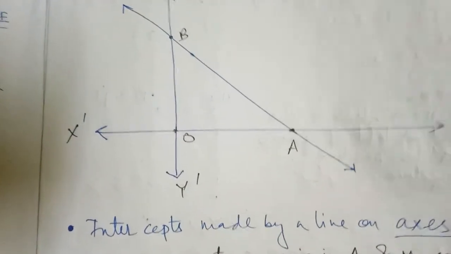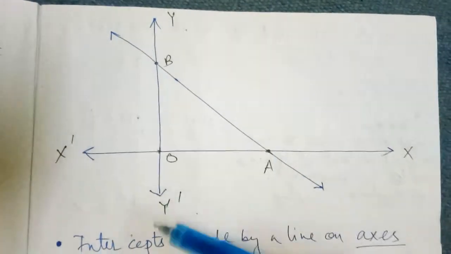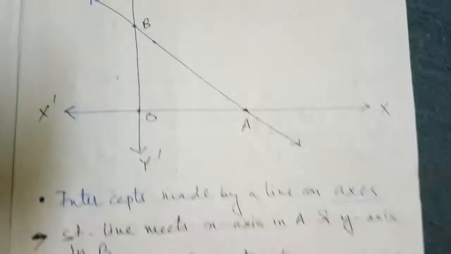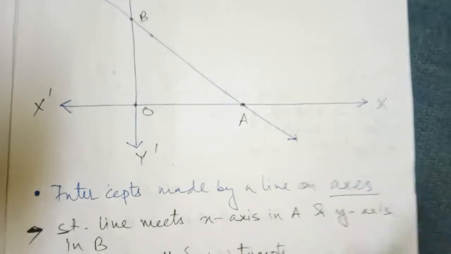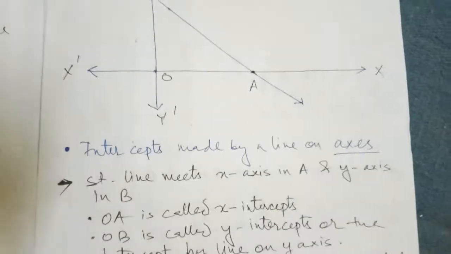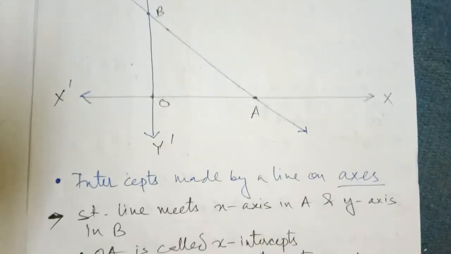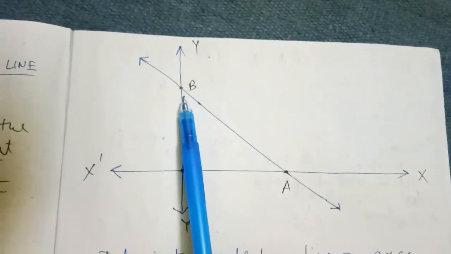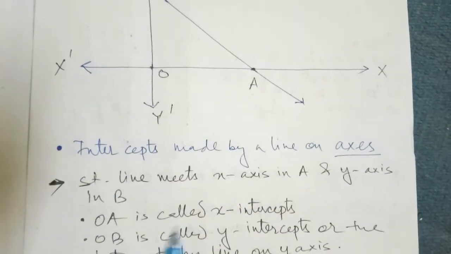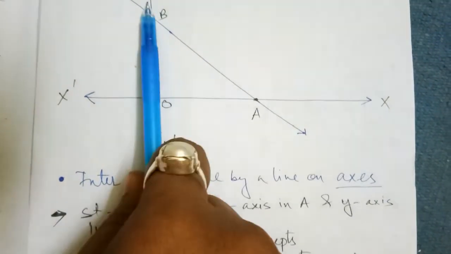Then from here we come across one more thing, that is the concept of intercepts. I've drawn x and x dash, y and y dash on one graph, and here I've drawn a line. AB is the line over here. Now, intercept made by a line on the axes. Axes means both the x-axis and y-axis. Here I've written that the straight line meets the x-axis in A and the y-axis in B. OA is called the x-intercept and OB is called the y-intercept.